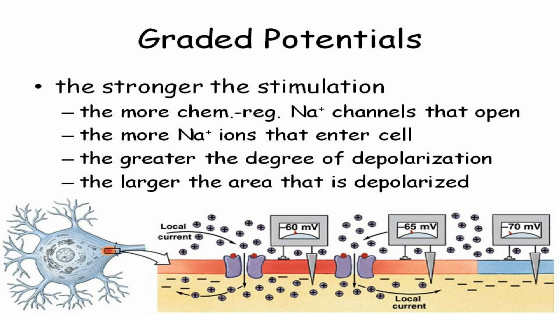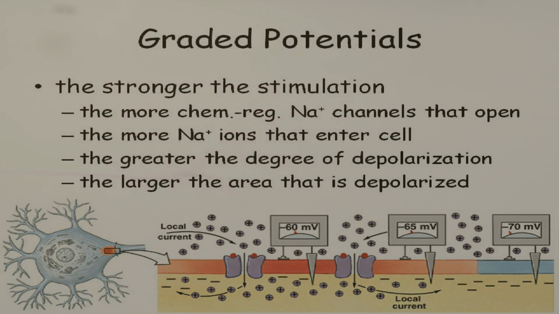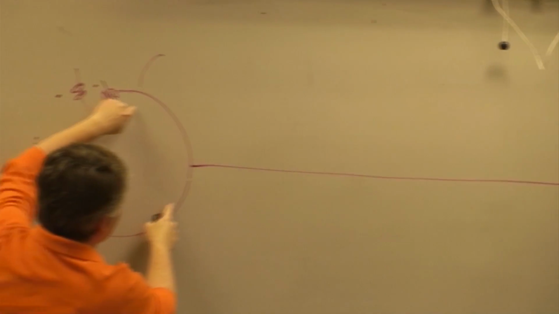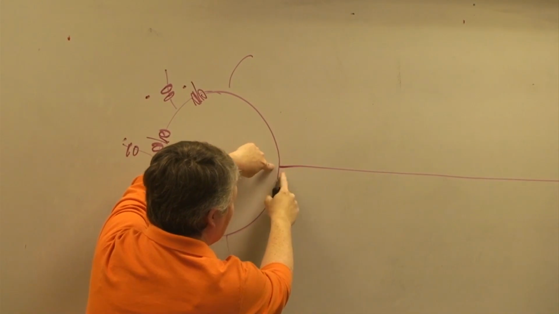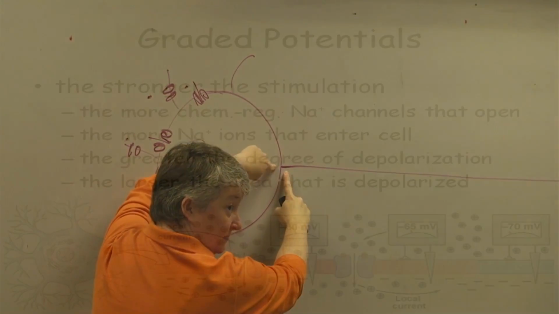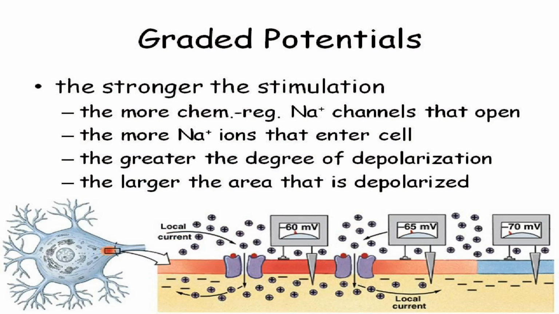You have little ones, you have medium ones, you have big ones. And so the more sodium I've got running in, the more likely I'm going to get this whole membrane up here to depolarize to the point where this will depolarize. Okay? And that's what this is. The more sodium that runs in, the greater the degree of depolarization, and the further that current can spread.